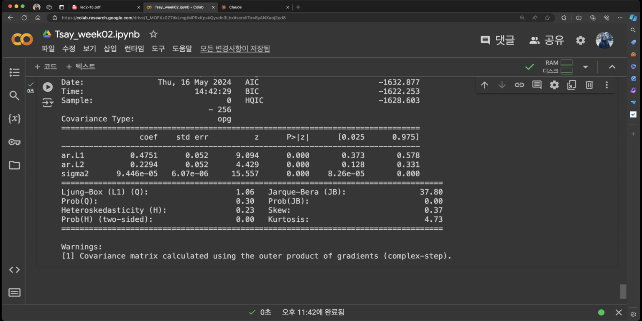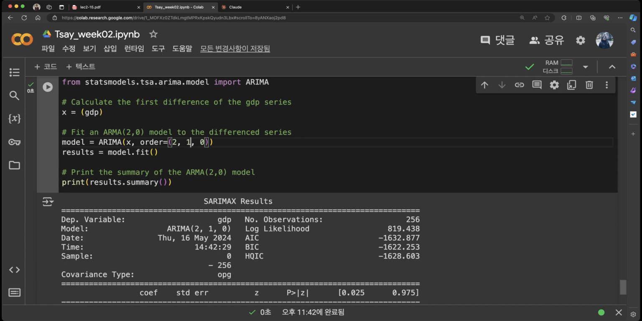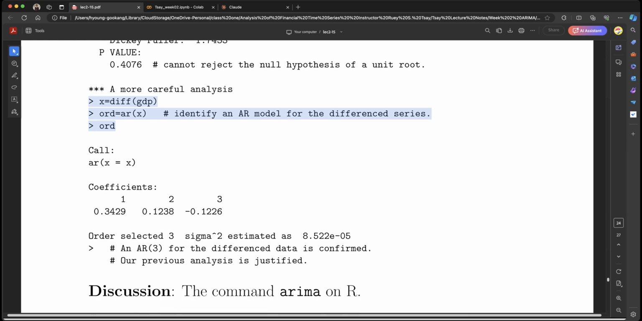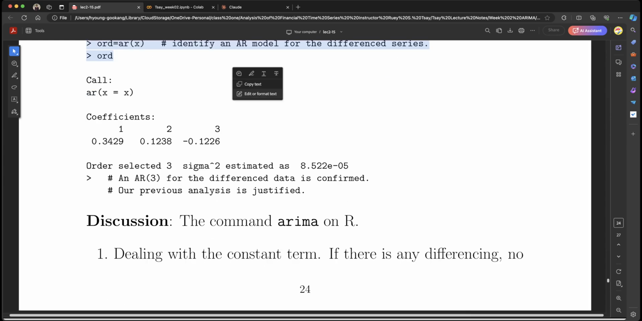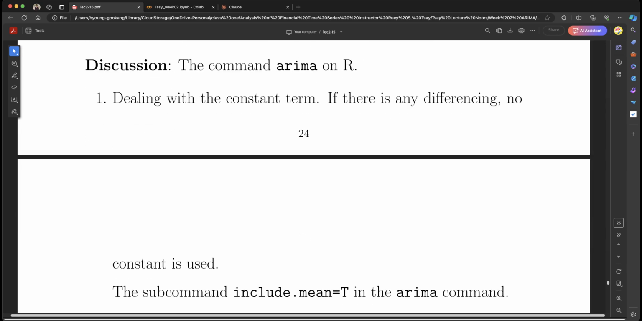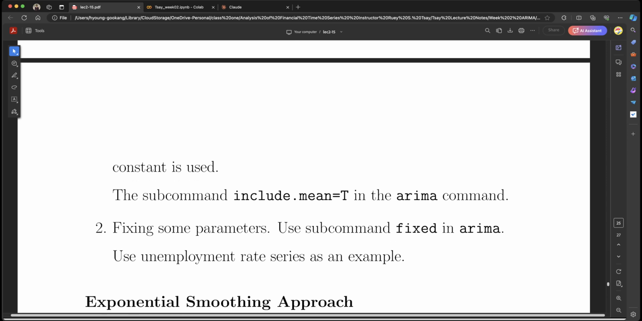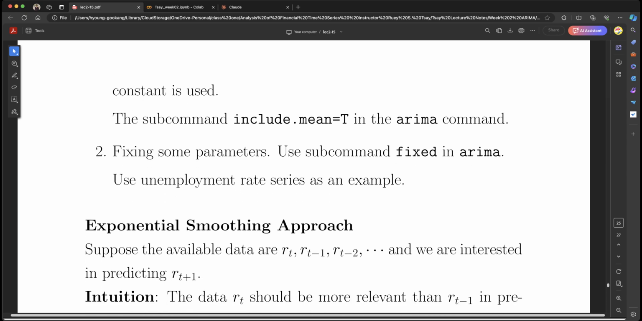Outer product gradient, complex step. Okay, so this alternative one. I can include this one explicitly, and the model is a difference one ARIMA process. So here the coefficient is 3, so AR3 for the differenced data is confirmed. Now the command in R dealing with the constant: if there is any difference, no constant is used. The subcommand include.mean in the arima command. To fix some parameters, use the subcommand fixed in arima, using the unemployment series as an example.